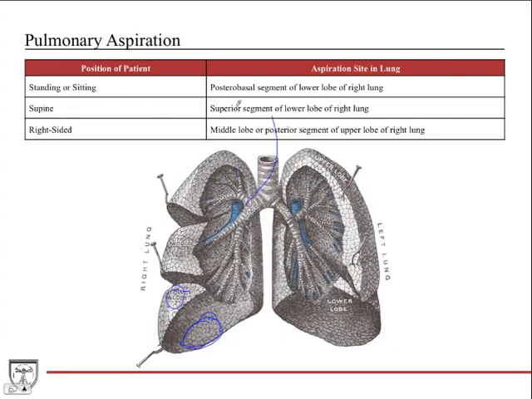If they're supine, meaning they're lying down, it's going to be more of the superior segment because there's less gravity pulling them down. If they're standing or sitting upright, there's more gravity in the way the lungs are positioned. There's more room for it to fall all the way to the basal or posterior part of the lobe. And if they're lying on their right side, so that's really forcing the gravity into this region, it's going to be potentially in the middle lobe or the posterior segment of the upper lobe of the right lung. So you can have the posterior segment of the upper lobe as well.